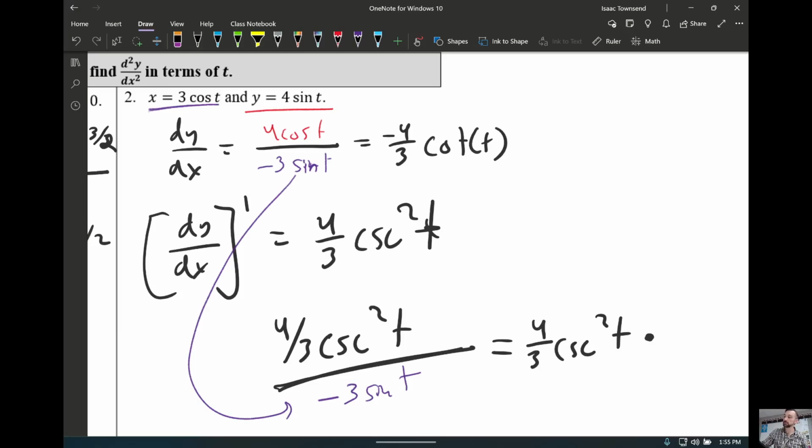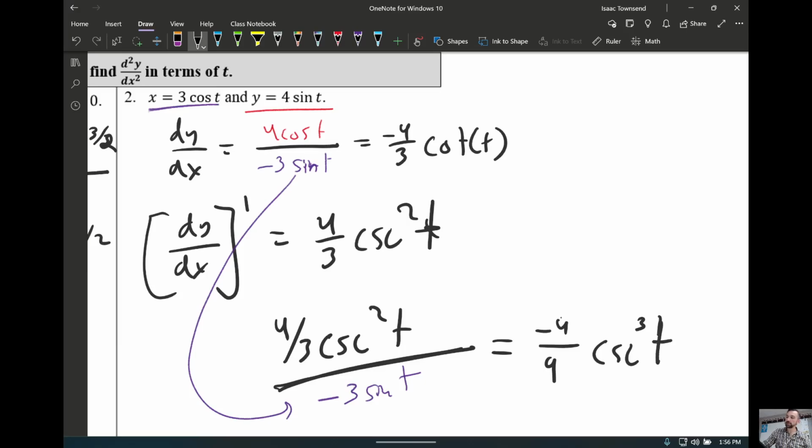Sorry? Times, oops. Wait, that -3 should not be there. You're not dividing. You put the 4/3 as like 4/3 times -3 sine t. The fraction's like all on top. Yeah, it would be negative 4/9. It's negative 4/9. It is -4/9? You don't have to do the inverse because it's a fraction.